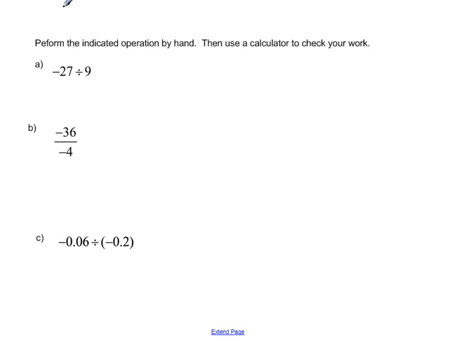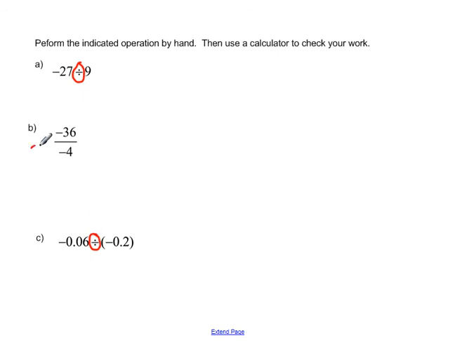Perform the indicated operation by hand, then use a calculator to check your work. So in these three problems we have division going on. We've got division written in a couple of different ways. Notice that we've got the old-fashioned division sign in the first and the third problem.